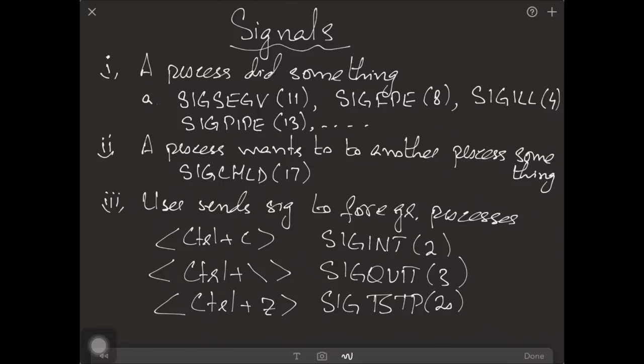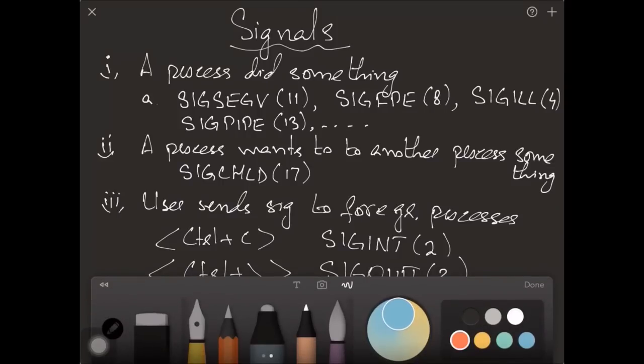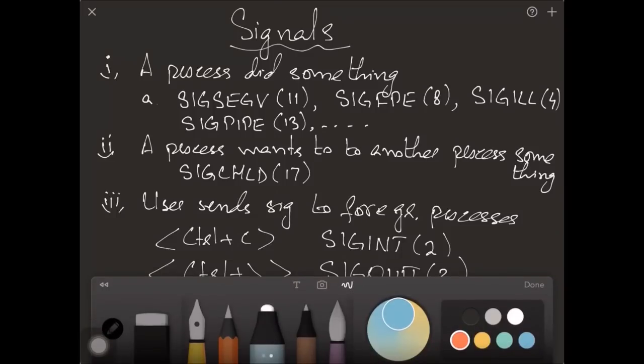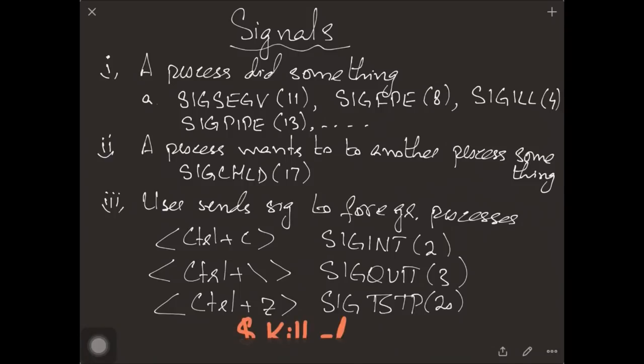So there are a lot of signals. If you want to see what all signals are supported on your system, you can give the command kill -l and press enter. Once you press enter, you will get a list of about 32 standard signals and 32 real-time signals on your machine.